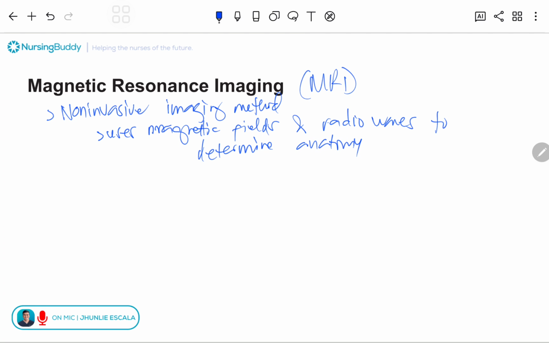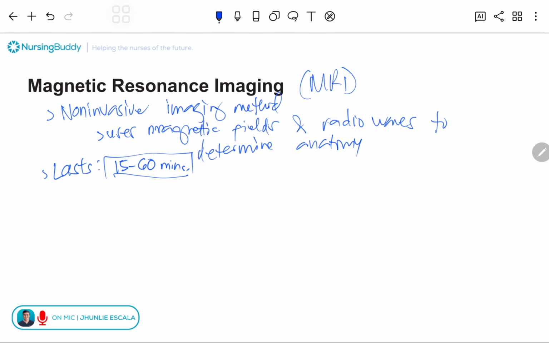So now, dahil alam mo na it uses your magnetic fields and radio waves to determine anatomy, you must know that there would be problem kapag ang pasyente po natin ay mayroong mga metallic sa kanyang katawan. So alam mo na to. Okay? So usually, gaano nga ba katagal, kapatid? Gaano katagal ang ating procedure dito? This actually lasts for 15 to 60 minutes. Tandaan po natin yan. Big word for the board examination.